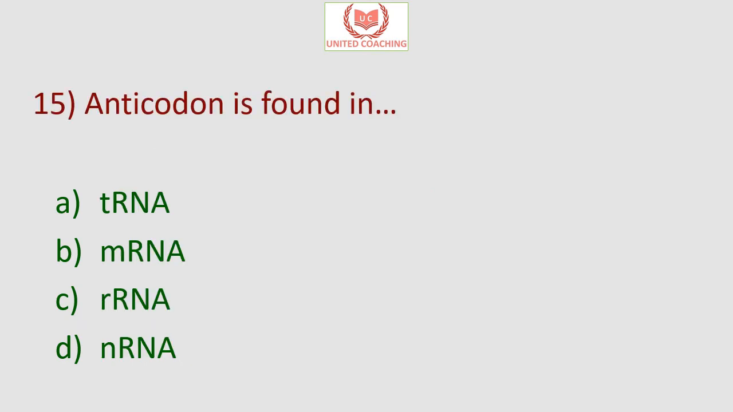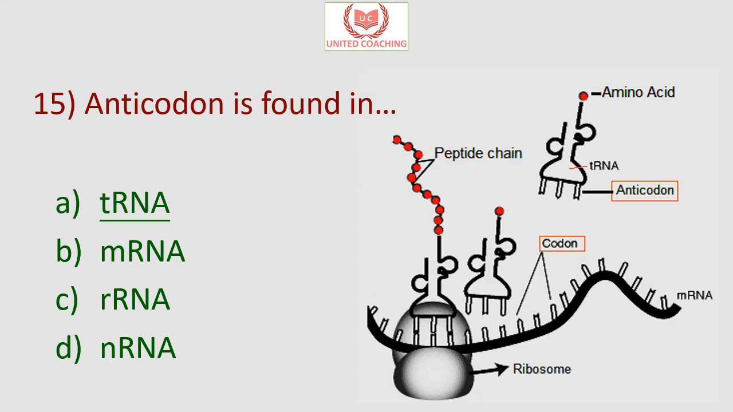Our next question is: anticodon is found in. Is it tRNA, mRNA, rRNA or nRNA? The answer is tRNA. As you can see in the picture, the anticodon is found in tRNA and its corresponding codon is found in mRNA.